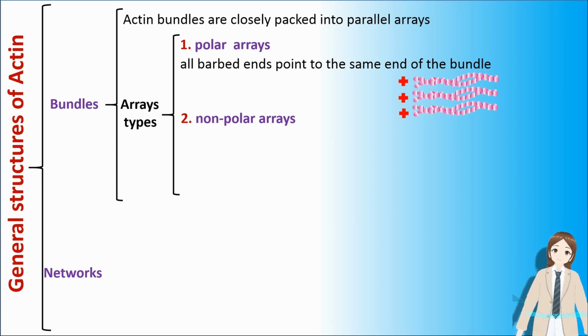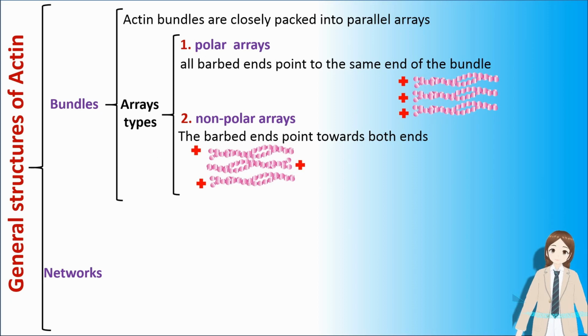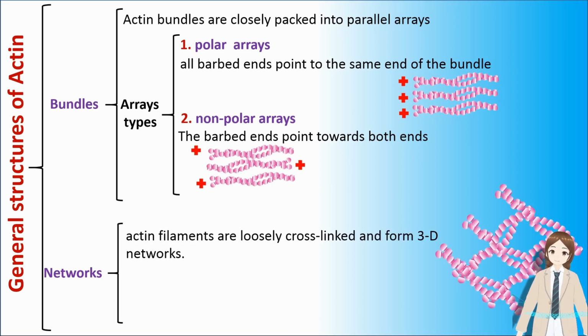In polar arrays, all barbed ends point to the same end of the bundle. But in nonpolar arrays, the barbed ends point towards both ends. Networks. Actin filaments are loosely cross-linked and form 3D networks.